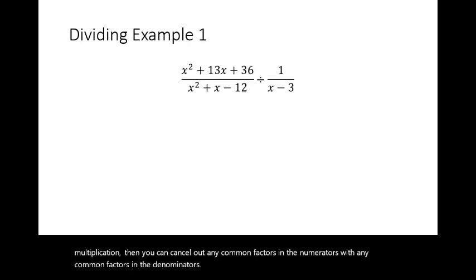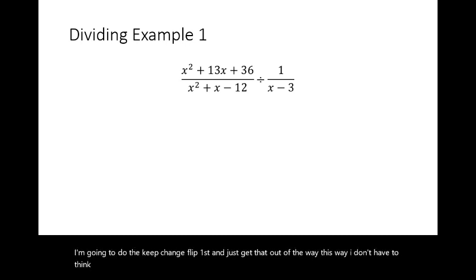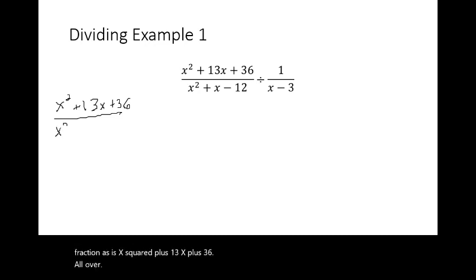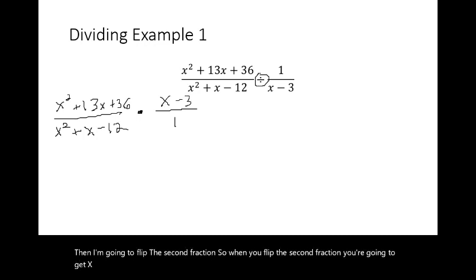I'm going to do the keep, change, flip first and just get that out of the way. This way I don't have to think about it anymore. And then I'm going to start factoring. So I'm going to keep the first fraction as is, x squared plus 13x plus 36 all over x squared plus x minus 12. Then I'm going to change that division to multiplication. Then I am going to flip the second fraction. So when you flip the second fraction, you're going to get x minus 3 over 1.